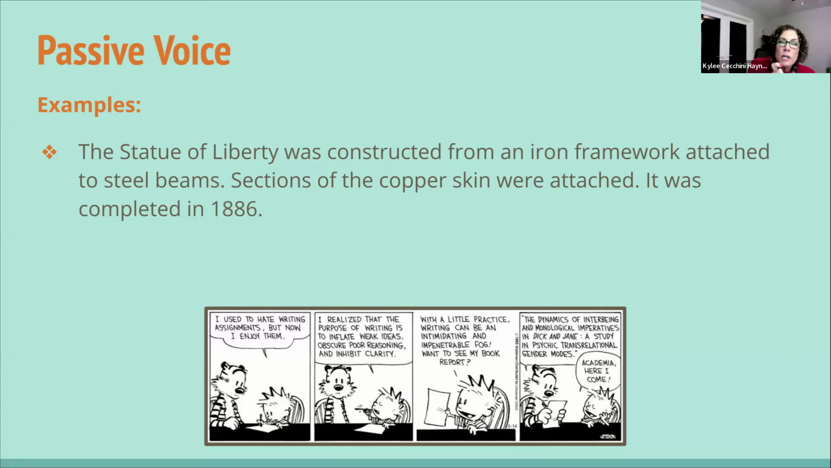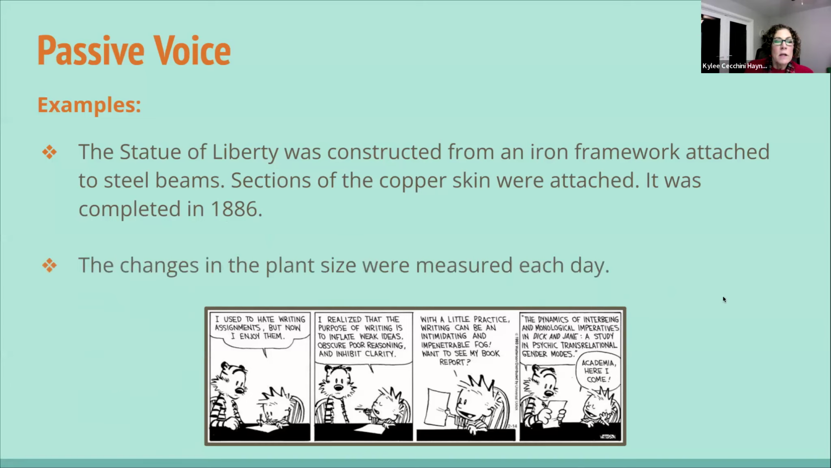But if I say the cookie was eaten, cookie is the subject, was eaten is the verb, and we don't know who ate it. They use passive voice a lot in politics, because you don't want people to know who did it. The blame is not being made. So, the Statue of Liberty was constructed from an iron framework attached to steel beams. So that's an example. And then, the changes in the plant size were measured each day.